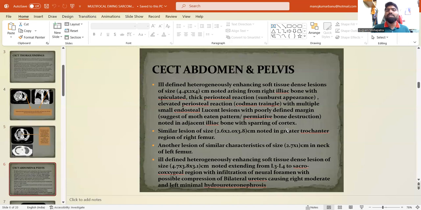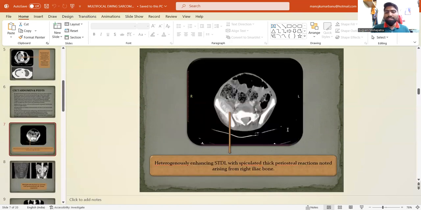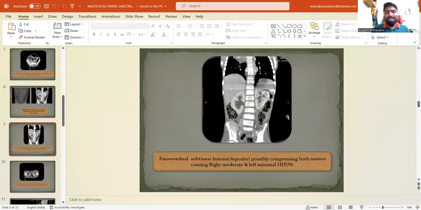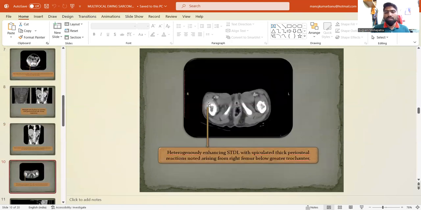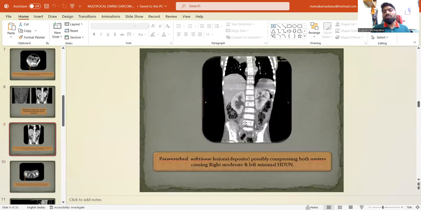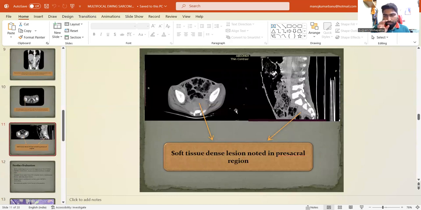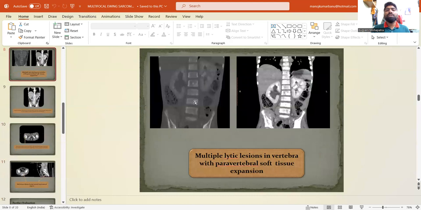In the contrast enhanced CT abdomen pelvis examination, we found similar morphology lesions, that is soft tissue dense lesions with spiculated thick periosteal reactions like sunburst appearance in the right iliac bone. A similar lesion was also found in the right femur just below the greater trochanter. This is the lesion. We also found some paravertebral lesions in the lower vertebrae, possibly encasing both ureters, causing right moderate and left mild hydroureteronephrosis. Also, we found similar lesions in the presacral region with multiple lytic lesions in the vertebral body.